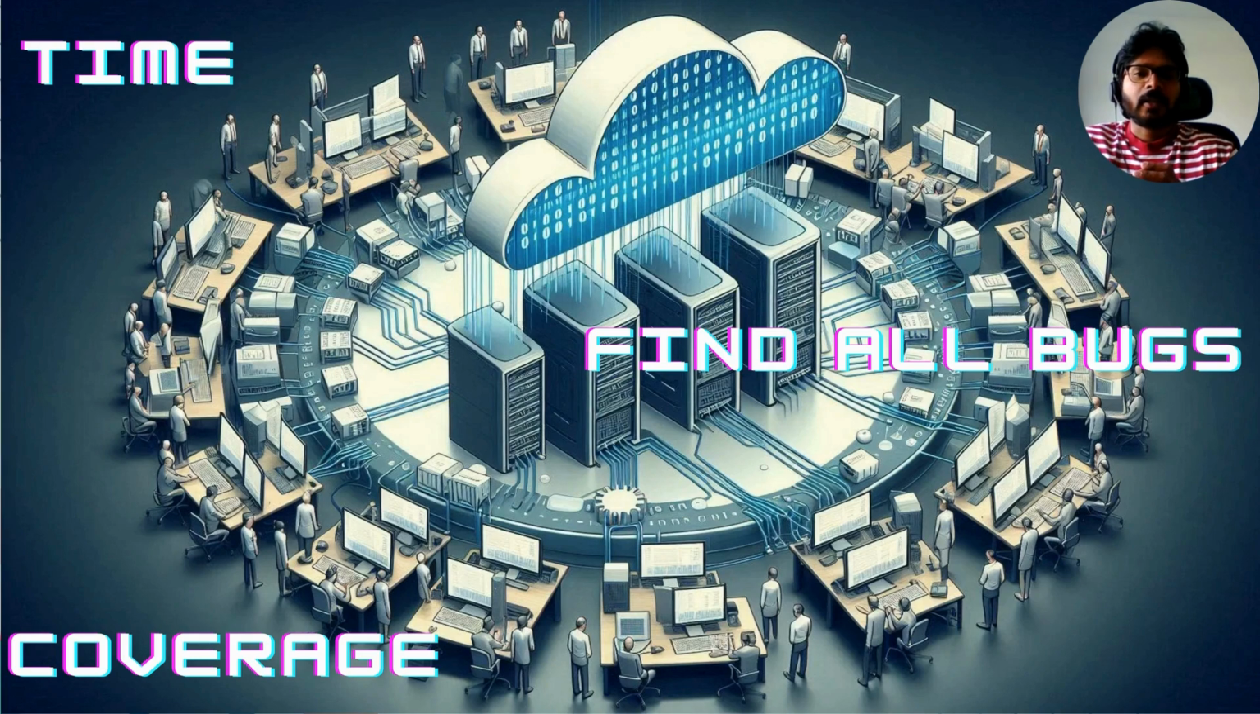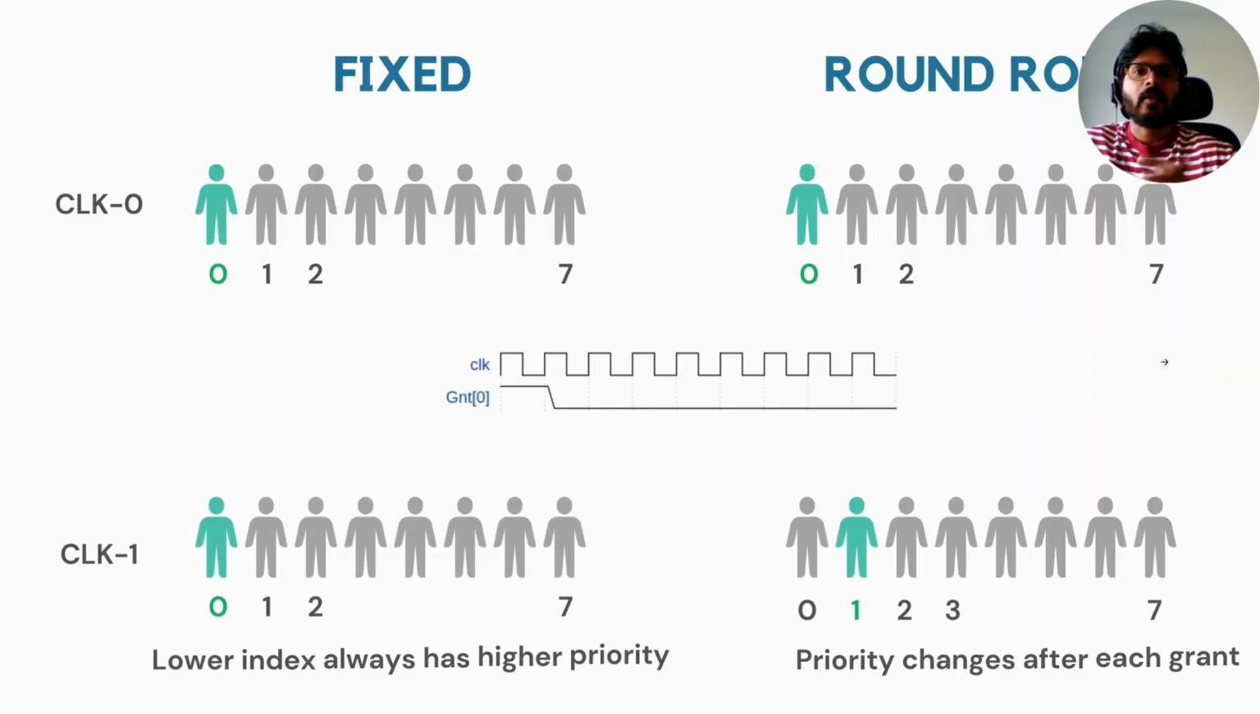Now, let's talk about the key discussion for today, that is arbiters. There are different types of arbiters. One is fixed priority, second is round robin, and so on. So let's talk about round robin arbiters in today's session. We have already covered fixed priority arbiters in a video before this.